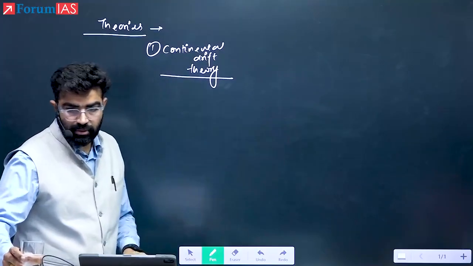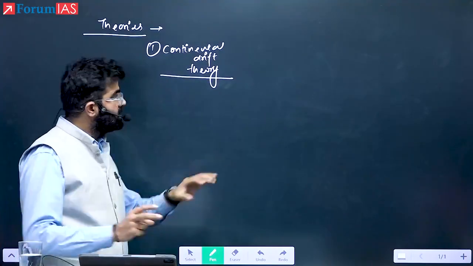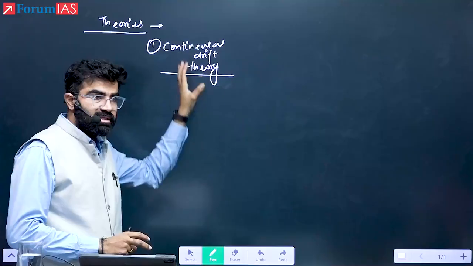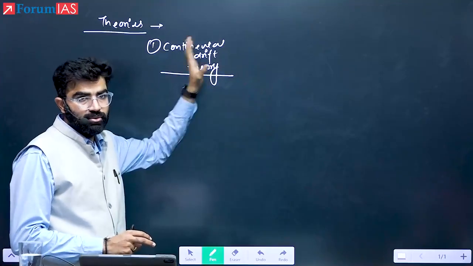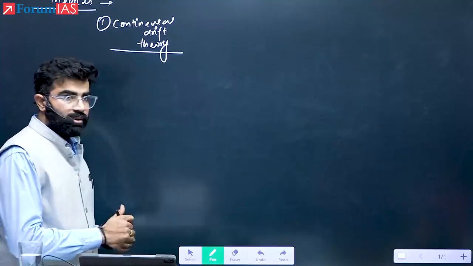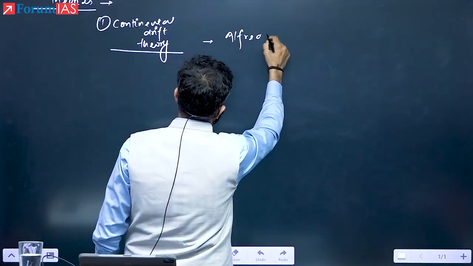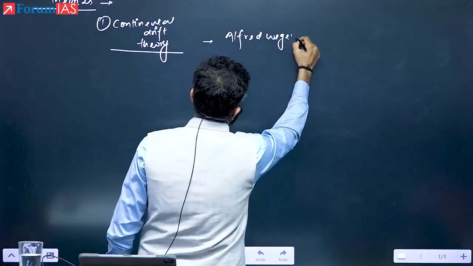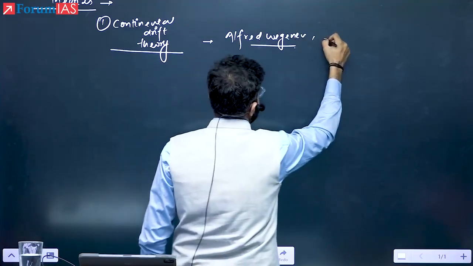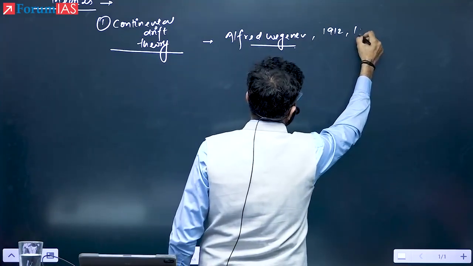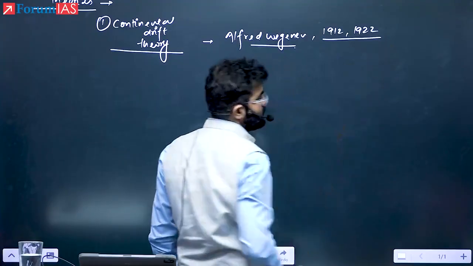Okay? So be careful: if the question themes are there in the mains, try to create the prelims-related areas around them and just go through them. Continental drift theory was given by Mr. Alfred Wegener. Alfred Wegener was the man. The first and interesting thing is he gave his theory in 1912. It came into light only in 1922.